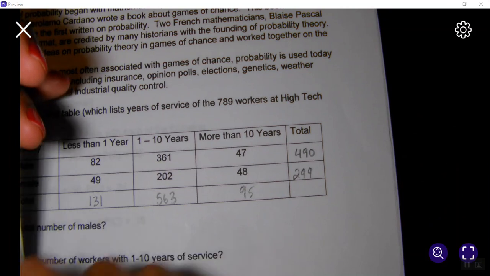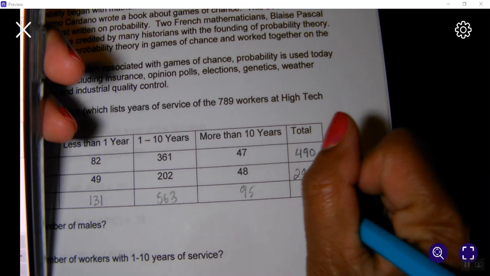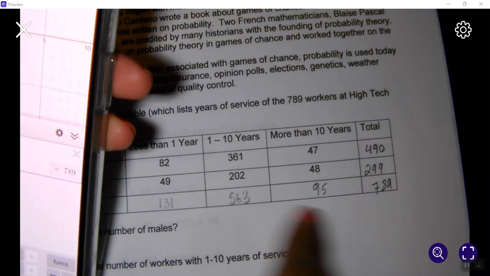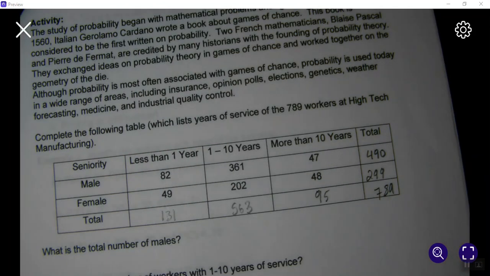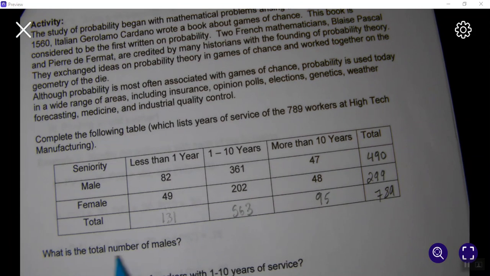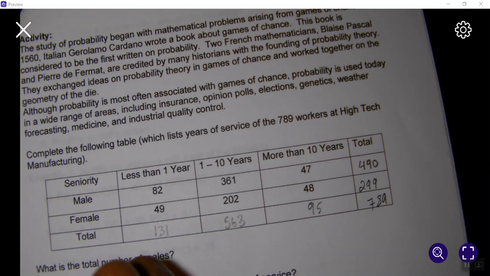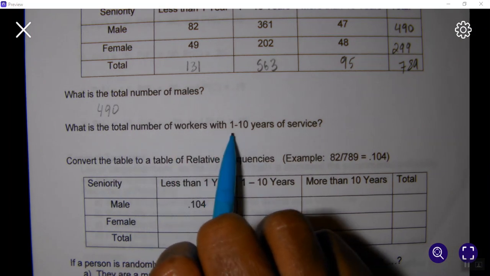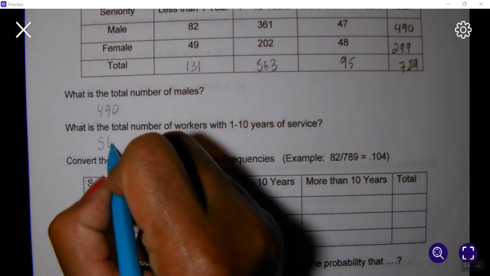So 490 plus 299, I got 789, and then I'm sure if you calculate this column, you'll also get 789. If you want, you can check. All right, so here it says, what is the total number of males? So the males is right here. So there are 490 total number of males. What is the total number of workers within 1 to 10 years? So 1 to 10 years is 563.